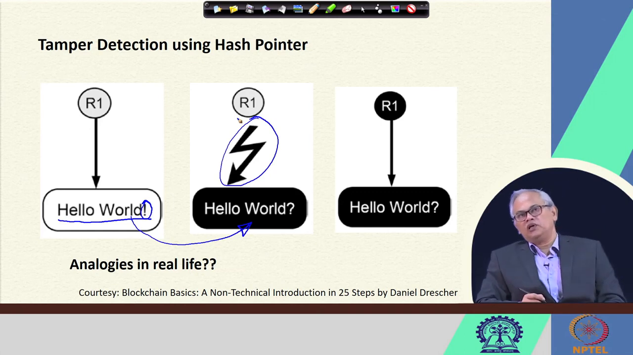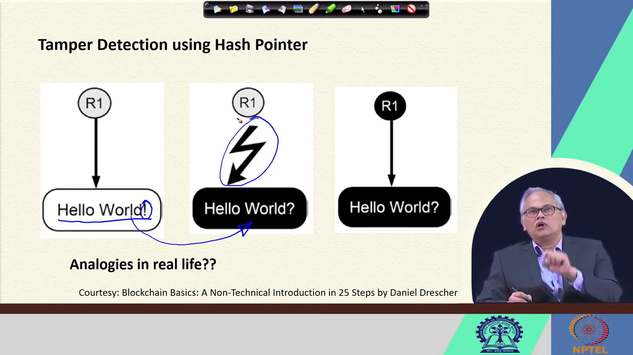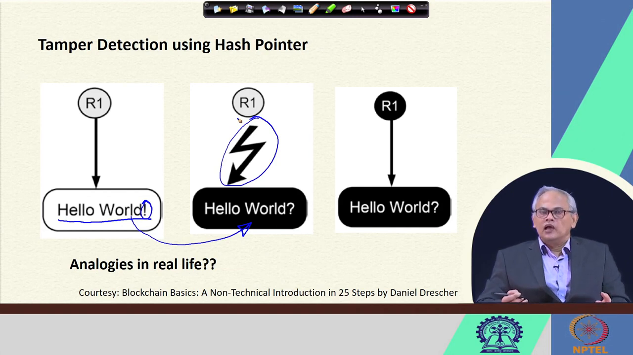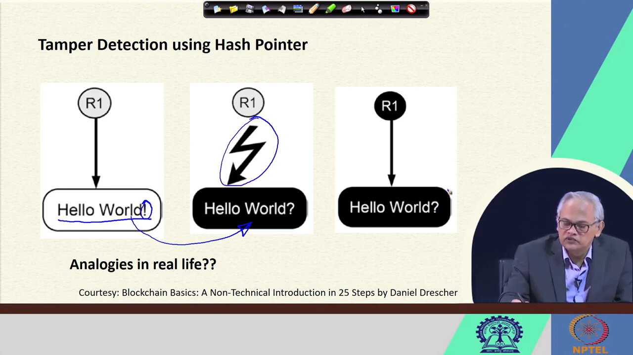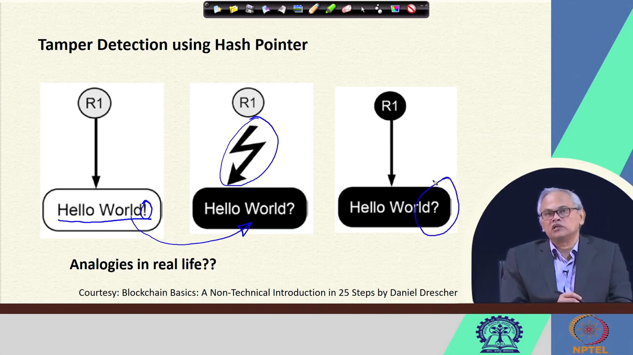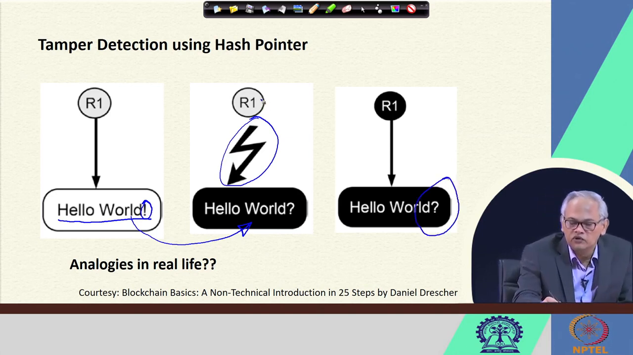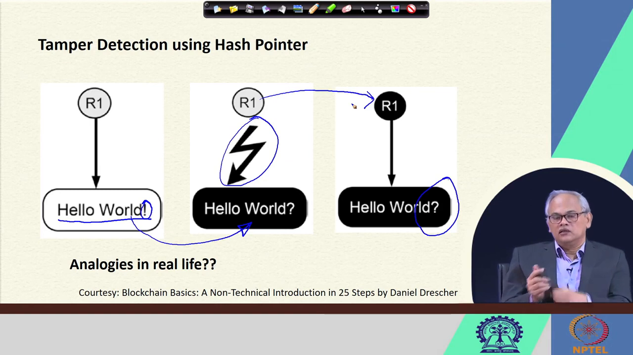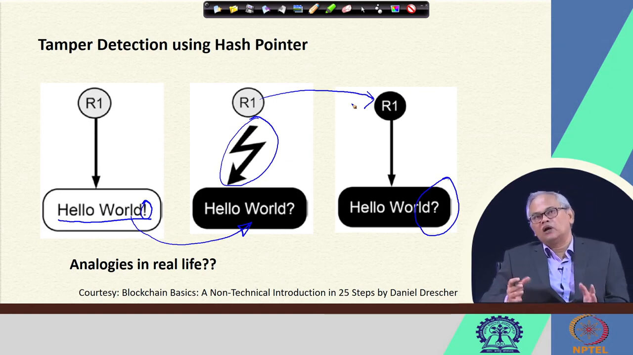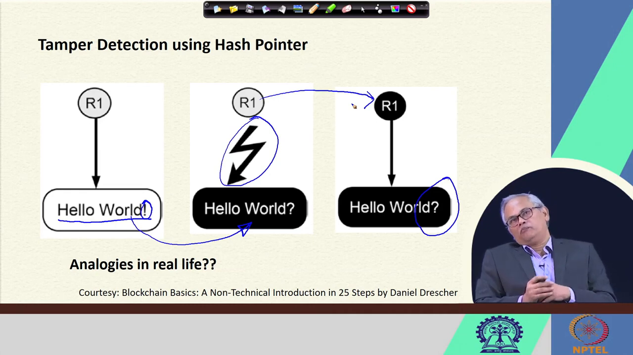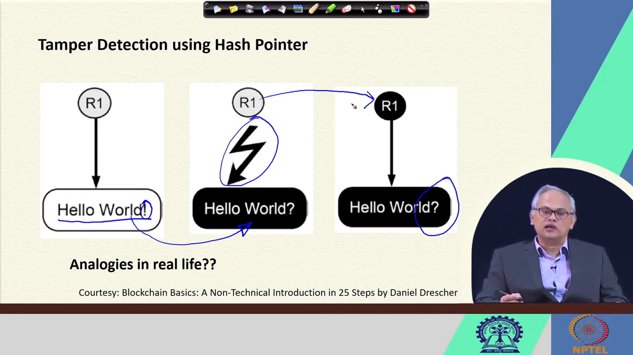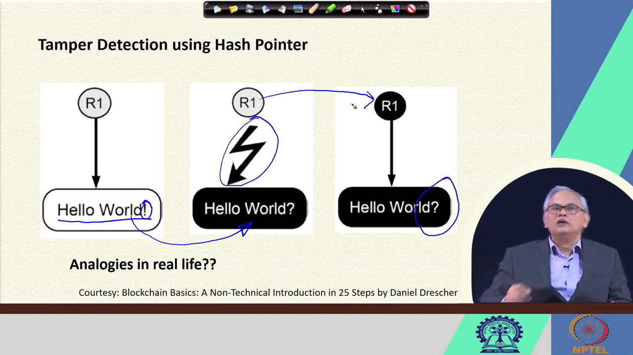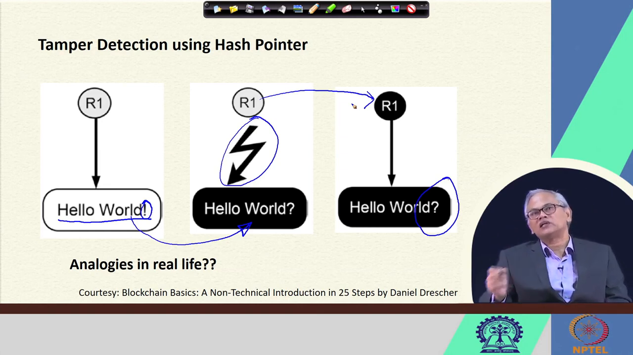Suppose there is an attacker or an adversary who actually did this change from hello world exclamation mark to hello world question mark, and then we could always detect it. But if the adversary is smart enough, the adversary would not only change this from exclamation mark to question mark, but will also change this R1, which is in this grayish circle, to an updated value, which is this R1 in this black background circle. That means that not only is this data changed, but also its hash has been changed.